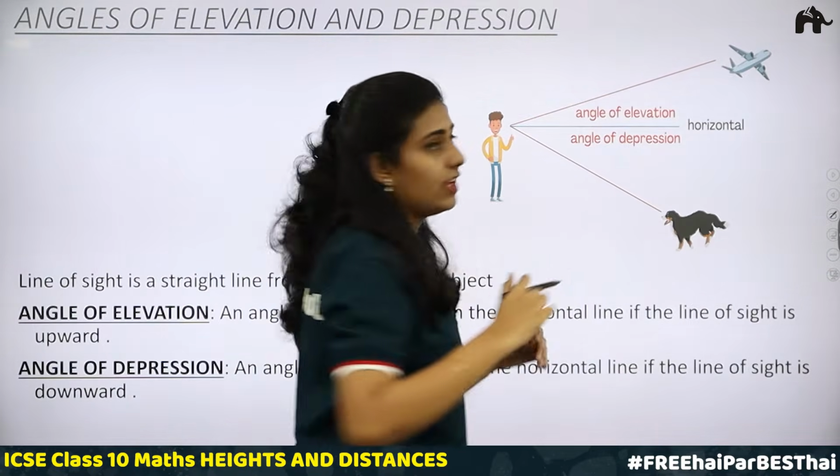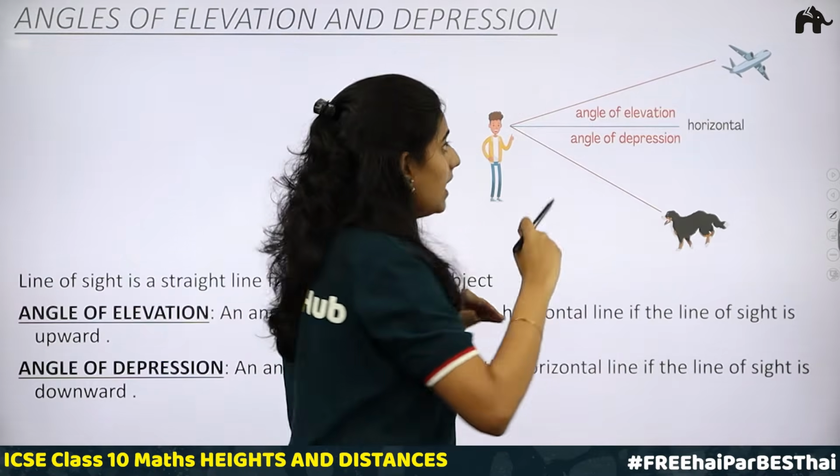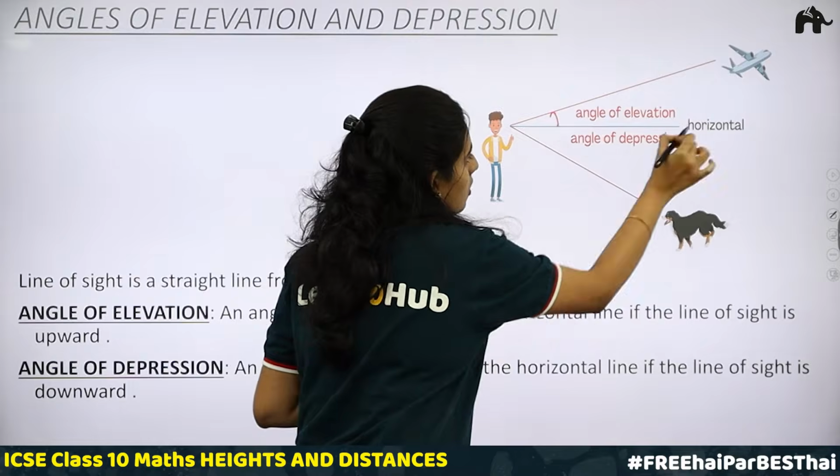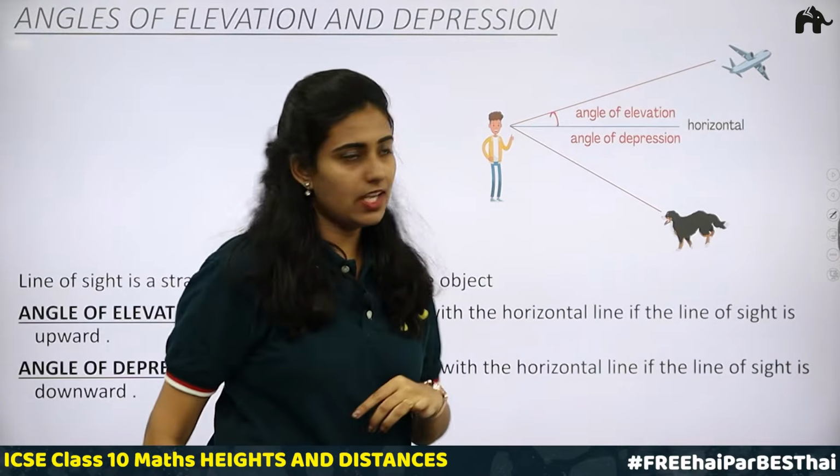So the angle by which he will have to shift his eyesight in order to see the object is called the angle of elevation. He is moving his head upward by an angle. So this angle from the horizontal line is called the angle of elevation.